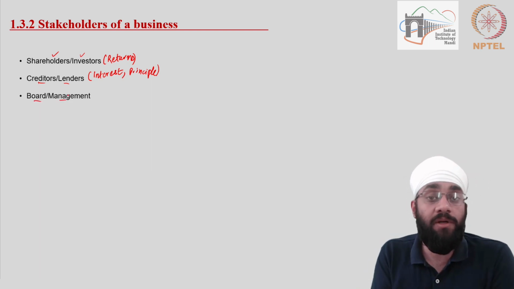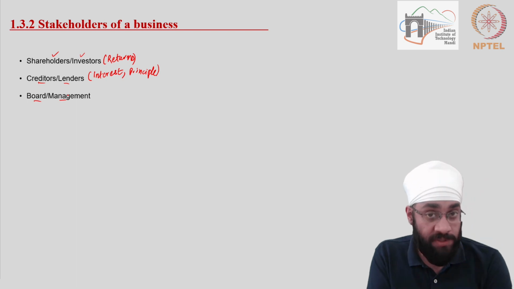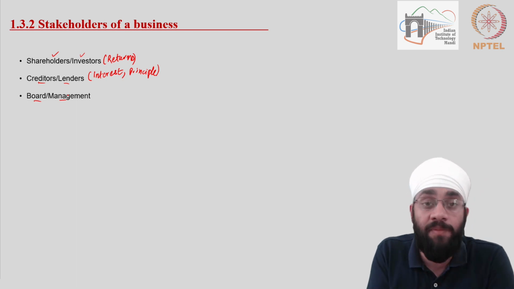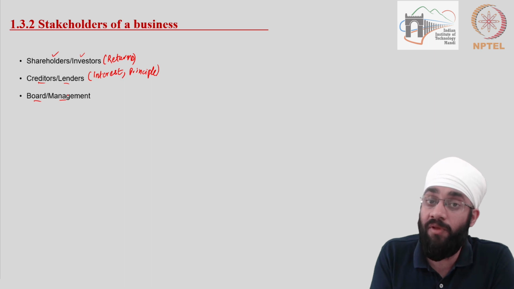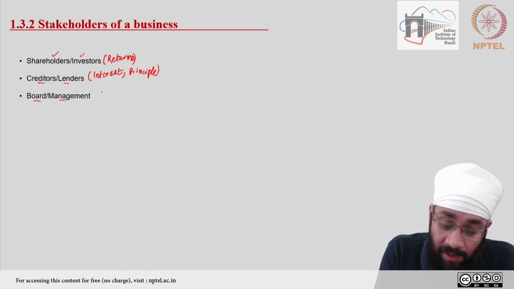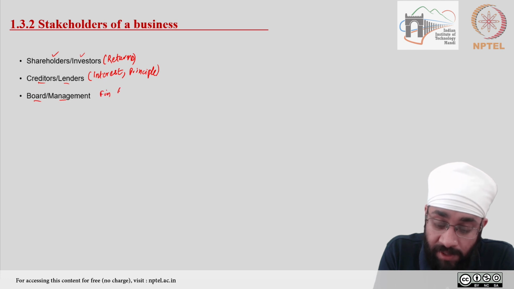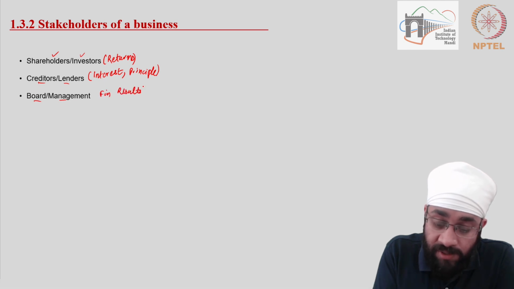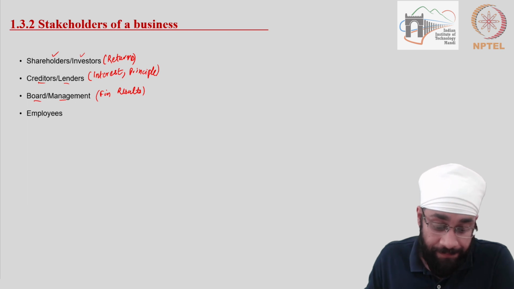You've got board and management. The board and management have the responsibility to run the business. For self-assessment purposes, these people need to know the results of various transactions in the business. So these people are also interested in the financial results of a company.